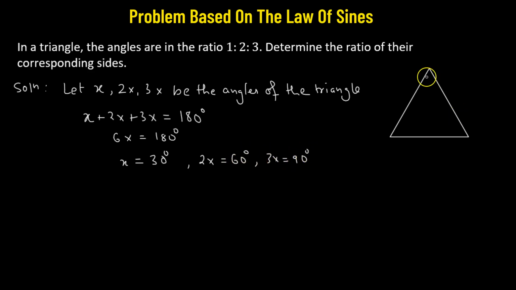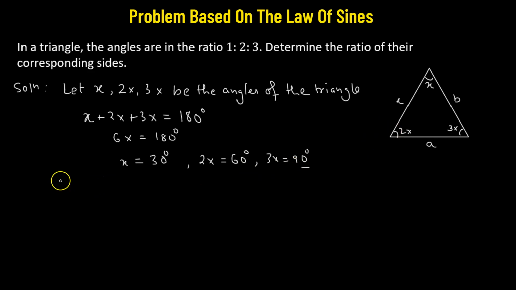So what we'll do, we'll consider that this be angle x. Then we have angle 2x, and this is angle 3x. Now, the side opposite to angle x, we will denote by the lowercase letter a. The side opposite to 2x will be denoted by the letter b. The side opposite to 3x will be denoted by the letter c.